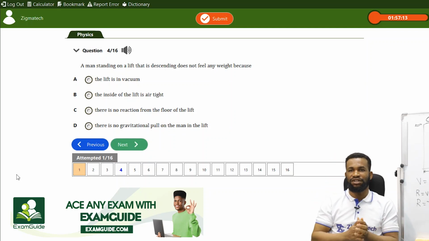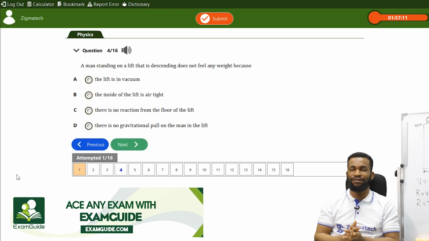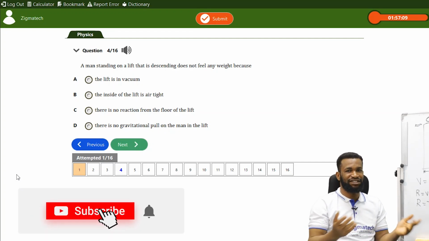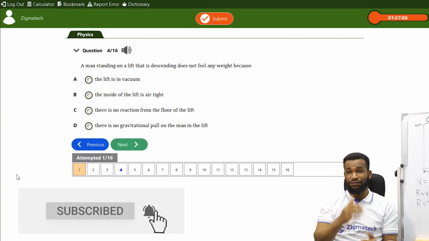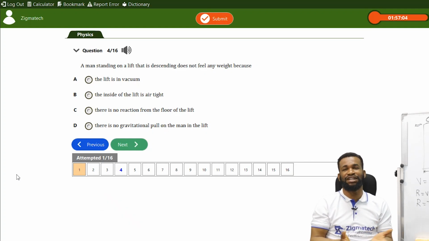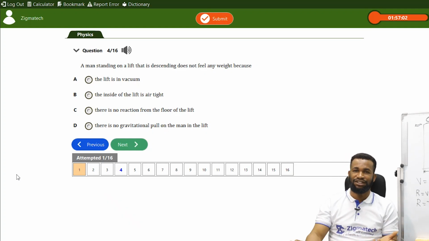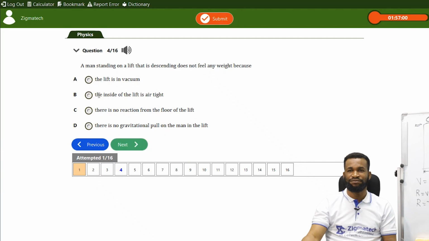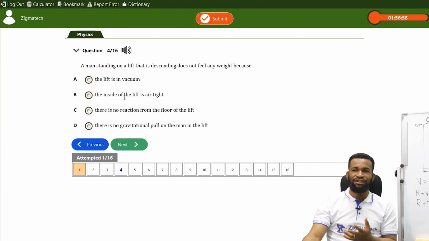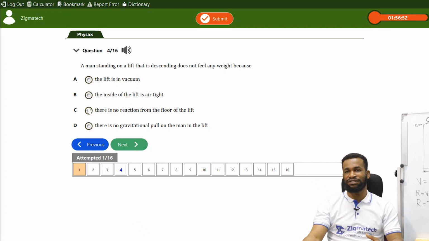Why? Option A, the lift is in a vacuum. No. Have you ever seen a lift in a vacuum? In a vacuum means that there is no air, so a human being cannot even survive there in the first place. So option A is not part of it. B, the inside of the lift is airtight. How will it be airtight? You can never. Option B is not part of it. C, there is no reaction from the floor to the lift.